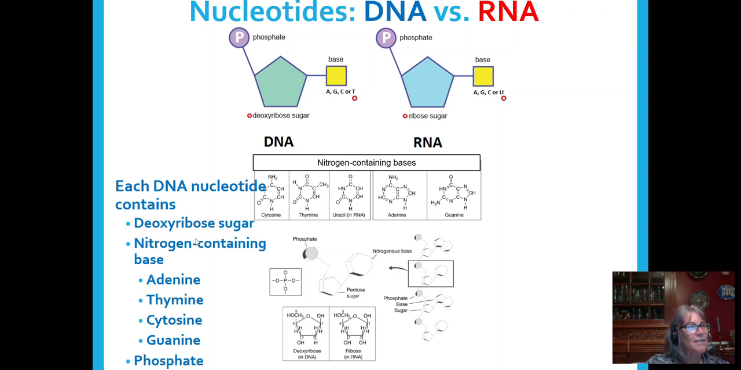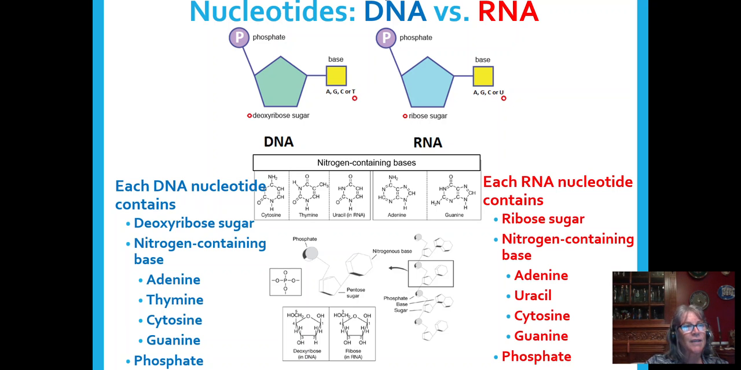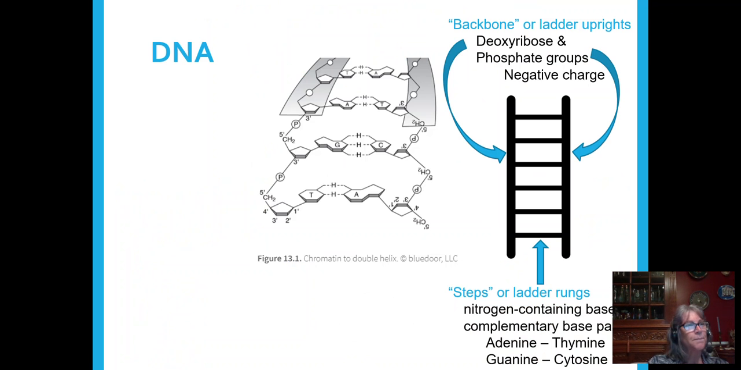So each DNA nucleotide contains deoxyribose, a nitrogen-containing base, either adenine, thymine, cytosine, or guanine, and a phosphate. In RNA, each nucleotide contains a ribose sugar instead of deoxyribose, and the nitrogen-containing bases are adenine, uracil, cytosine, or guanine, and also a phosphate.